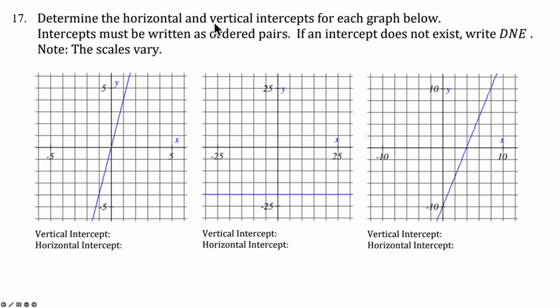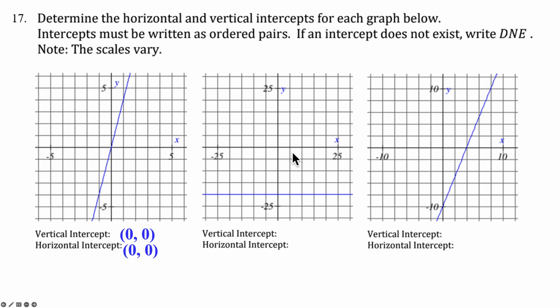Determine the horizontal and vertical intercepts for each graph below. Intercepts must be written as ordered pairs. If an intercept does not exist, write DNE. So here, the x-intercept and the y-intercept are both in the same spot, 0, 0. Here we have a horizontal line, so it's not going to cross the x-axis or the horizontal axis.